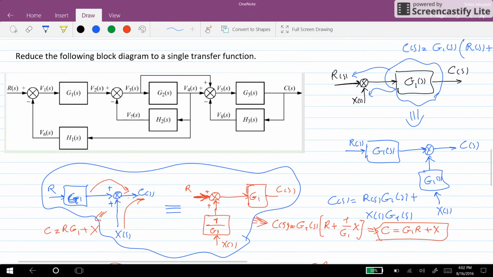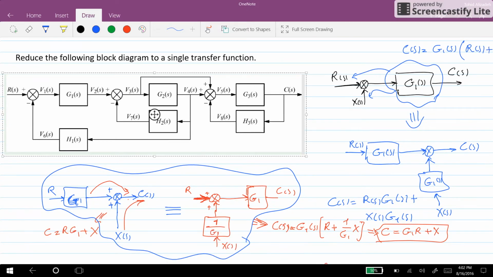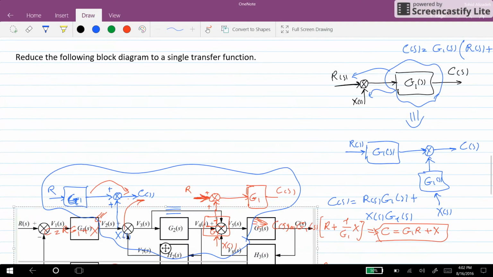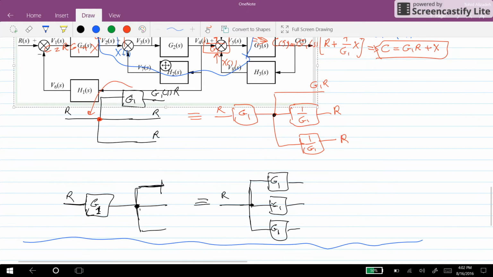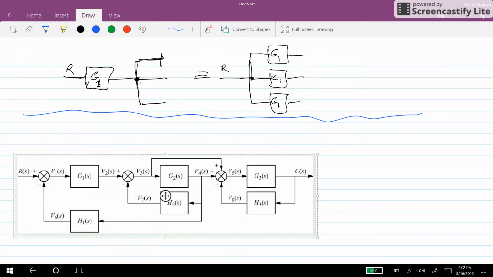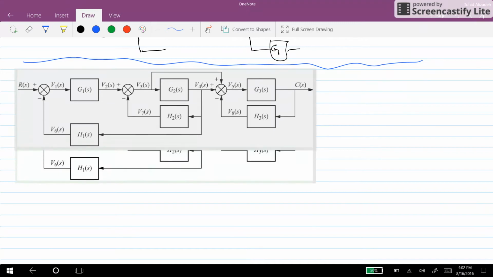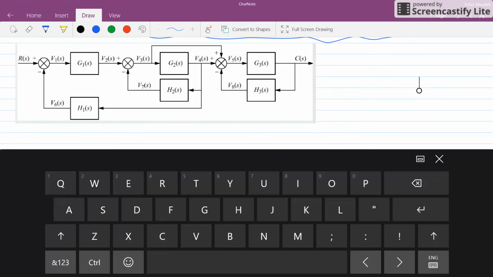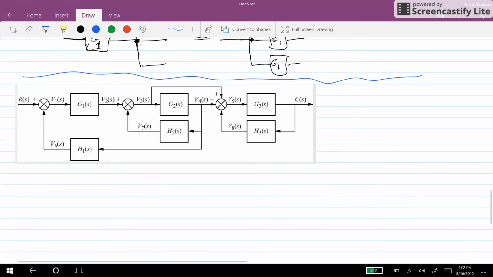So okay, I think I will move this to the lower part in order to have access to it easily. Okay, so as the first step, let's focus here. So what do you see here?